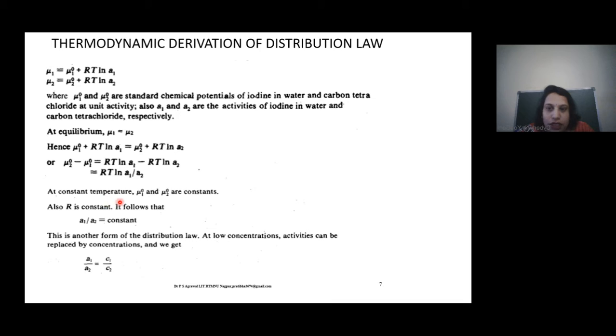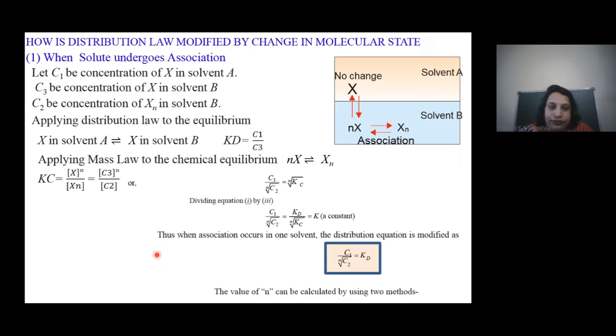What happens at constant temperature? These are also constant. R is also constant. So finally we find A1 upon A2 is constant. This activity ratio is constant. So this is just another form of the distribution law. Just as we have seen C1 upon C2, and S1 upon S2, likewise thermodynamically this is A1 upon A2. So the law is valid.